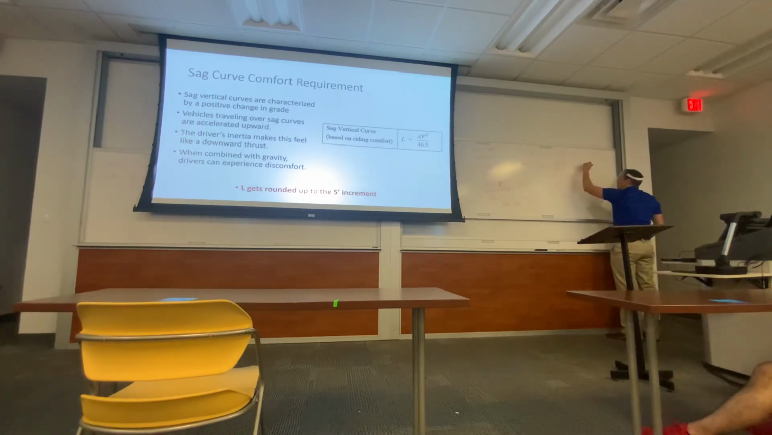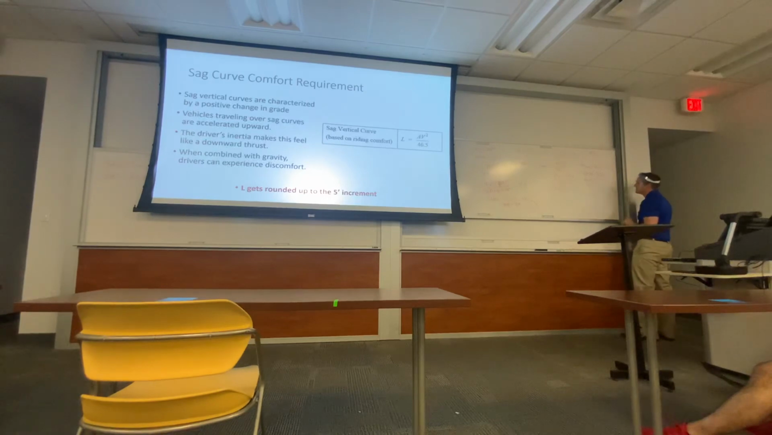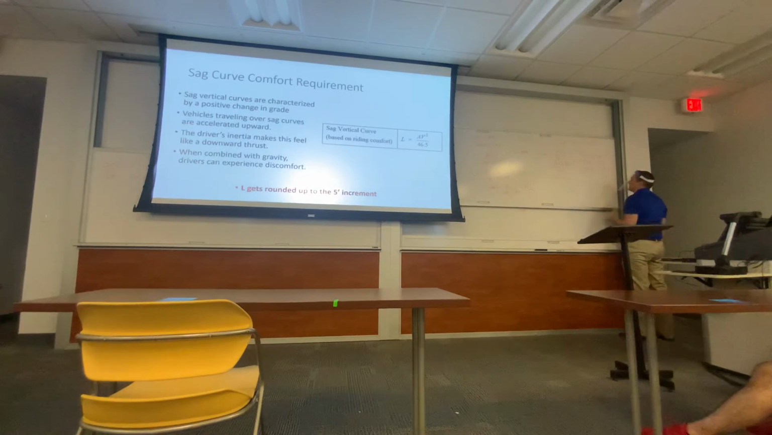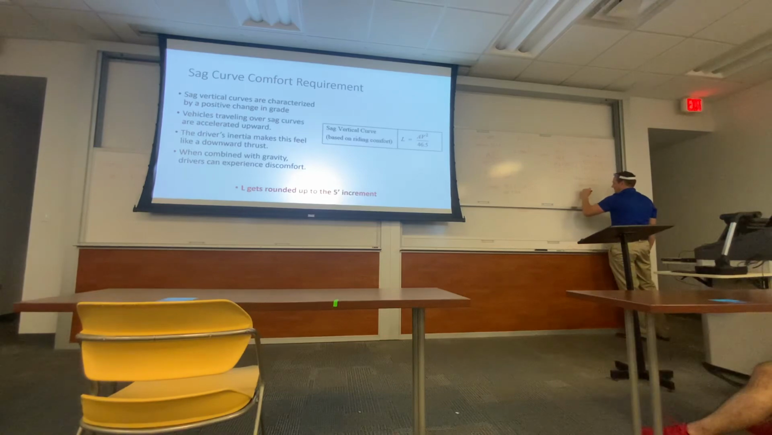Okay, so station for PVC equals station for PVI minus 1/2 L, which equals 5+43.5 minus 1/2 of 820, which is 4+10. So the station for PVC is 5+25. And PVT equals station PVC plus L, which equals 5+25 plus 820, which equals 5+8+4+5.